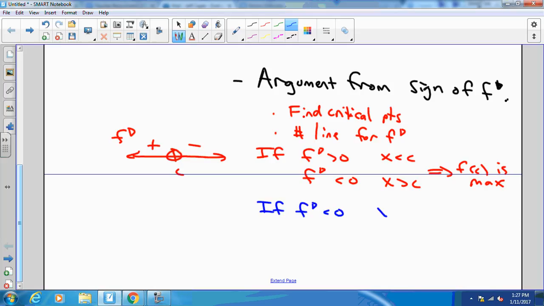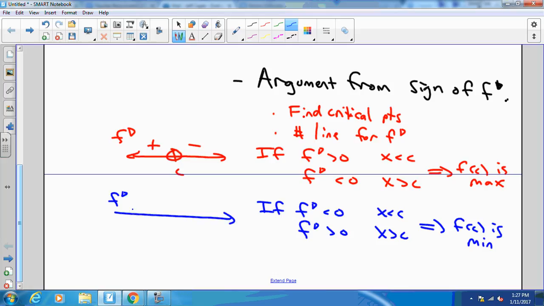If, on the other hand, f prime is negative for x less than c, and f prime is positive for x greater than c, then f of c is a min. And that corresponds to a number line that looks just like this. And notice that we don't really have to memorize this language, because this language is simply saying in math words what the number line is saying. All I'm doing is saying that f prime is positive for x less than c, and f prime is negative for x greater than c. So if you have the number line and you can write that down in words, you've used the correct language. And that's nice.